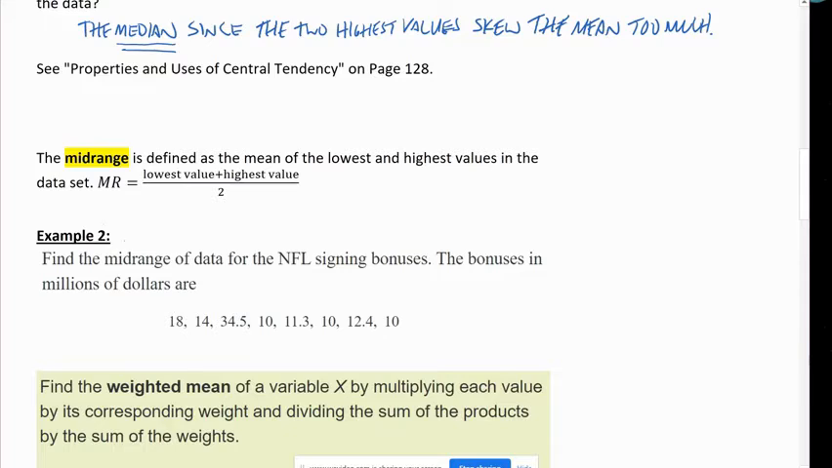In example 2, we're going to look for the mid-range of this data set. First we need to identify which one is the highest and which one is the lowest. So it looks like 10 is our lowest and 34.5 is our highest. So the mid-range is going to be 10 plus 34.5 divided by 2. And if you put that in your calculator, that is 22.25.